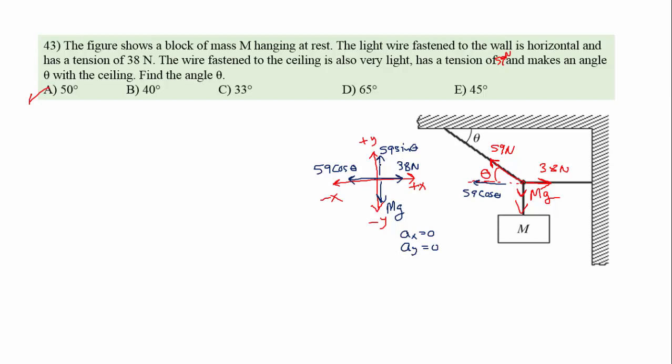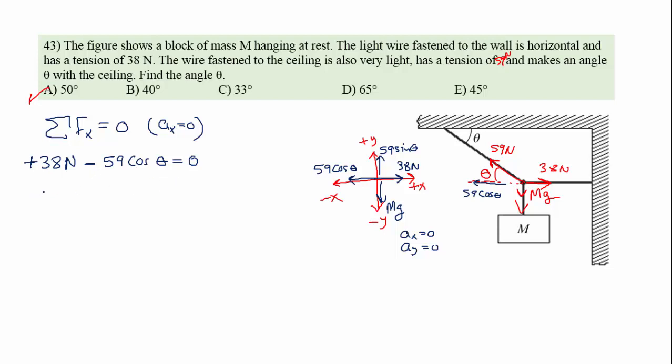So you can see here in the y direction, we have two unknowns, the angle and the mass. While in the x direction, we have one unknown, which is the angle, and we are asked to find the angle. So we'll go ahead and apply Newton's law on the x direction. So the sum of the forces in the x direction equal 0, because the acceleration is 0. And now we plug the values. We have positive 38 Newton, this is the positive x, and the 59 cosine theta in the negative x is equal to 0. And now we solve for cosine theta.